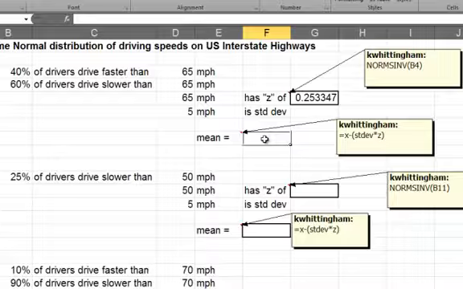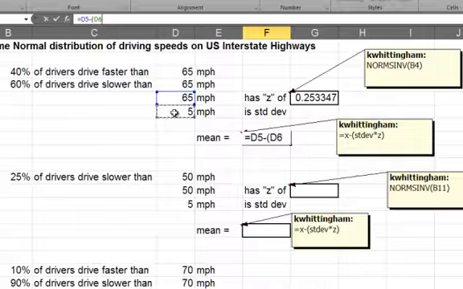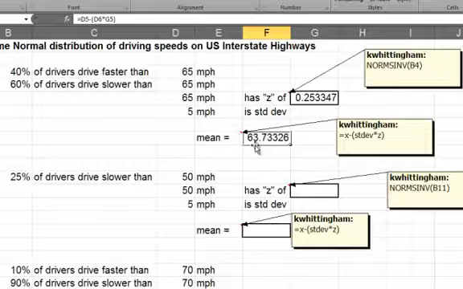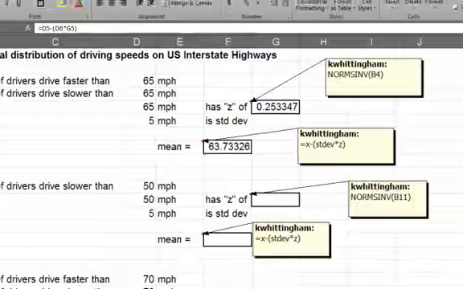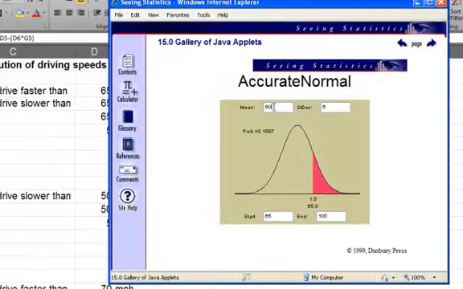So I can find the actual mean using this formula that I've put in the comment here, which is equals my x value of 65 miles per hour minus, open parenthesis, my standard deviation, which is 5 miles per hour, times my z-value that I just calculated. And I get a value of 63.73 miles per hour. And let's see on our applet, does that pan out?